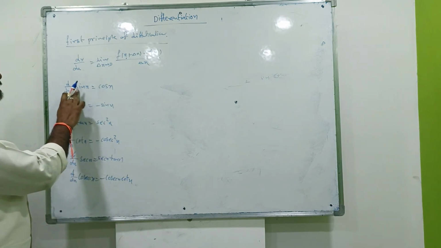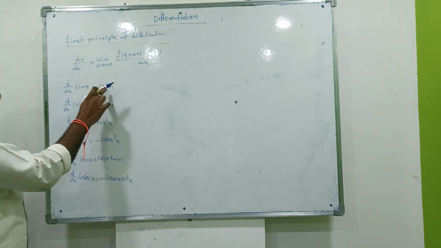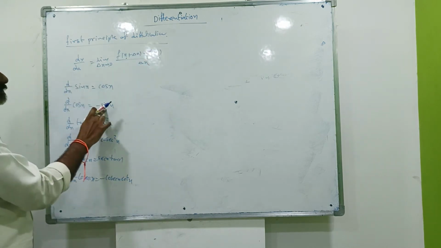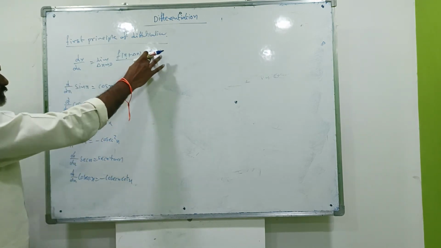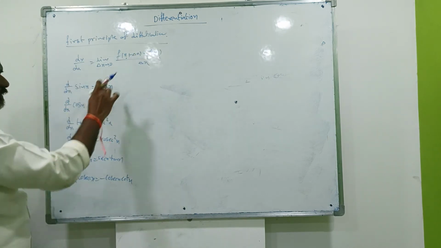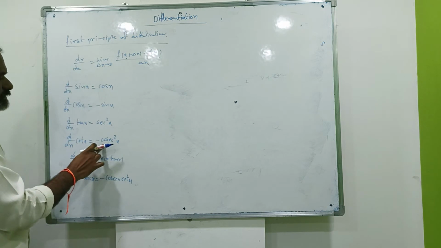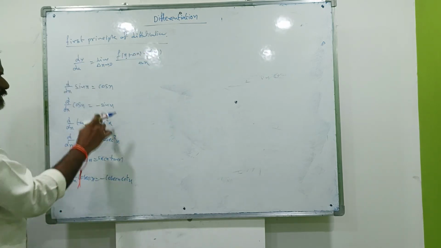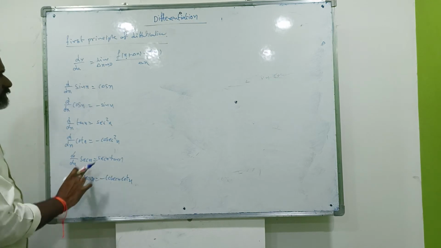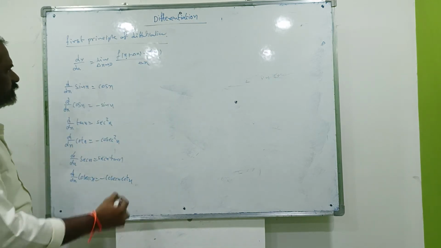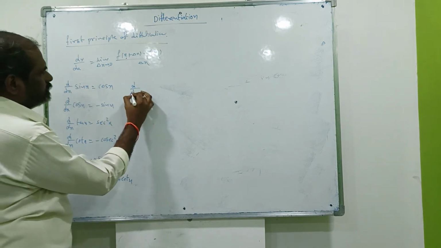You can substitute f of x equal to sin x means, what we get? dy by dx, we get cos x. f of x equal to cos x means, what we get? dy by dx equal to minus sin x. f of x equal to tan x means, what we get? dy by dx equal to secant square x. f of x equal to cot x means, what we get? dy by dx minus cosecant square x. f of x equal to secant x means, what is the dy by dx? Secant x into tan x. f of x equal to cosecant x, we get minus cosecant x into cot x. These are trigonometry. Next, inverse trigonometry.